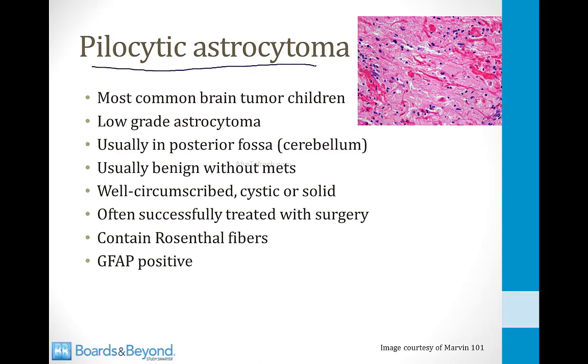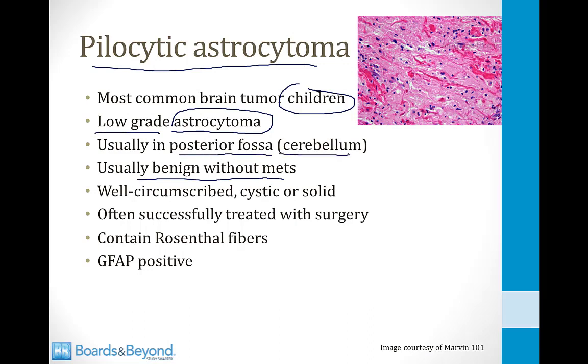A pilocytic astrocytoma is the most common brain tumor found among children. These tumors are low-grade astrocytomas, so they derive from astrocytes. That's why they're called astrocytomas, and they are low-grade, meaning they are usually benign and do not metastasize. They're commonly found in the posterior fossa near the cerebellum, and this means that in children they can present with signs of cerebellar dysfunction like ataxia and loss of balance. They tend to be well-circumscribed tumors that are either cystic or solid, and because they are low-grade and well-circumscribed, they can often be removed surgically, and this will treat the condition.